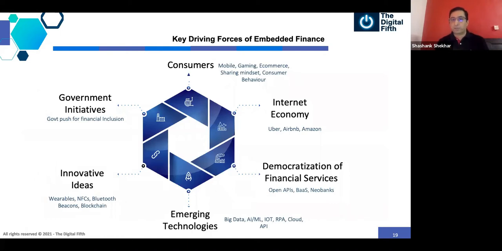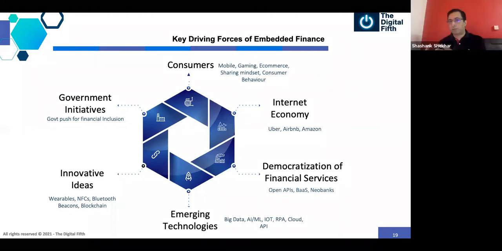Just, very quickly, what are the driving forces? If you look at the whole of the API economy and how the internet economy is evolving, those are giving an impetus to exposing financial services in the form of APIs and making it possible for anybody to consume those services. Consumers' behaviors are changing: mobility, gaming, e-commerce, everything. And the internet economy is a platform. So wherever you have platforms, you bring in the customers, bring in the partners, and expose the financial services. So with that internet economy and the democratization of financial services across the globe, open banking or open finance is becoming a buzzword, and the world is moving towards that.